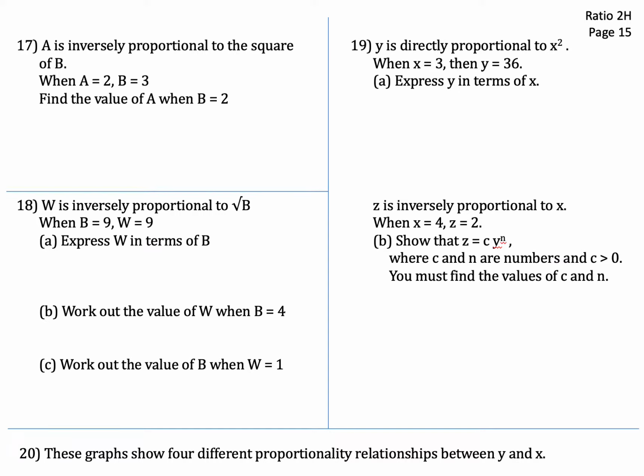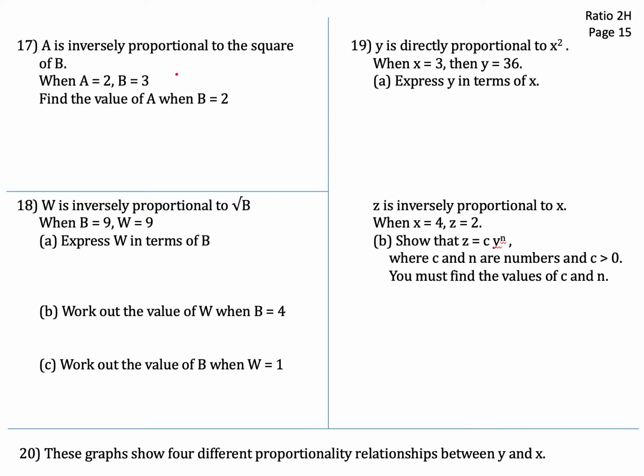The last page of questions on constant proportionality. There is a final little challenge page on matching activity, which I may do a video for, but these are the last questions per se in the pack. So number 17, A is inversely proportional to the square of B.